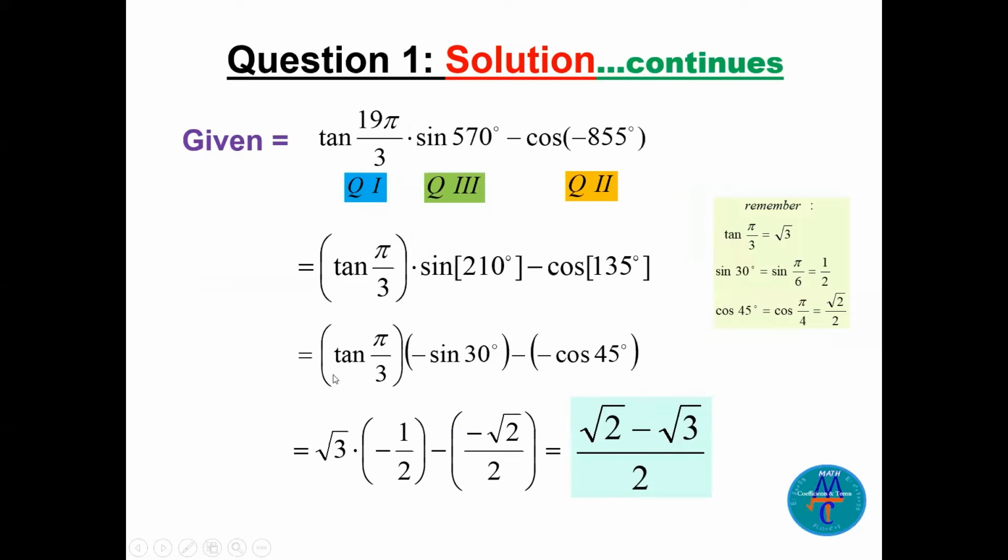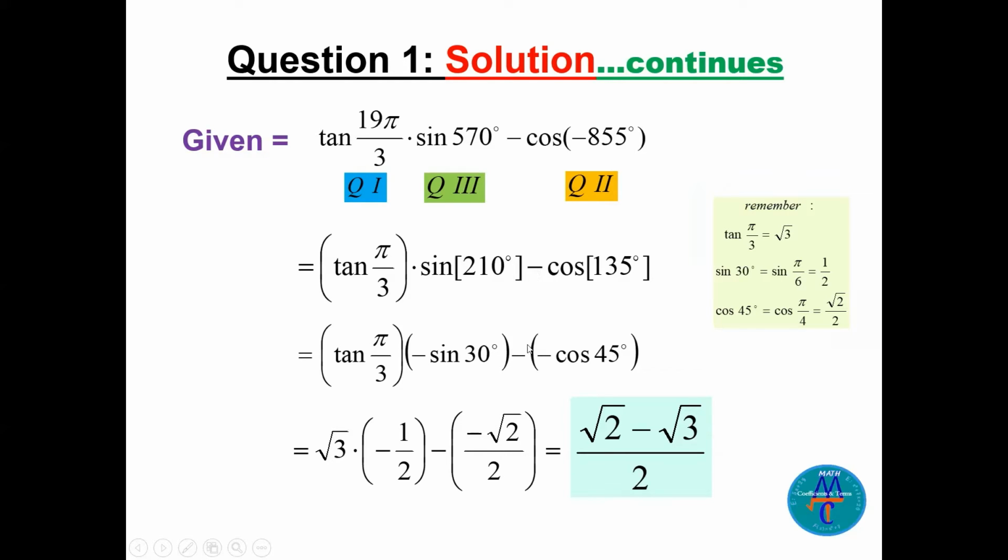Now let's put everything together here. The reference here is in quadrant 1, so it will be the same as tan pi over 3. 570 lies in quadrant 3, so it will be sine of 210, that's the coterminal. Minus cosine of minus 855 will be the same as cosine 135. Remember, this is the same here in quadrant 1. We have a minus because 210 lies in quadrant 3, so we have to put a minus sign on the reference.